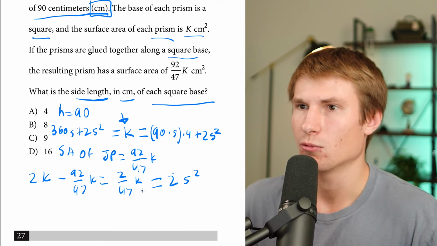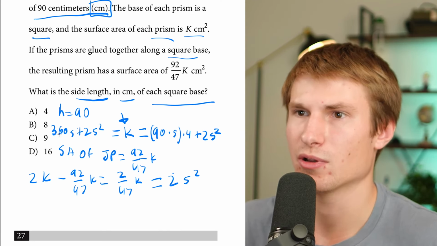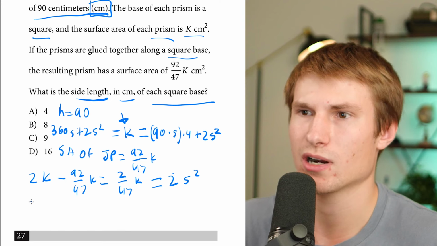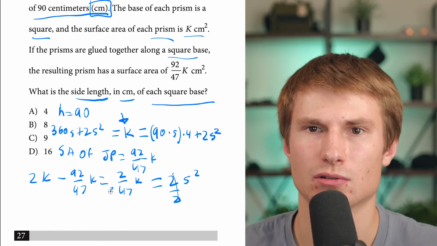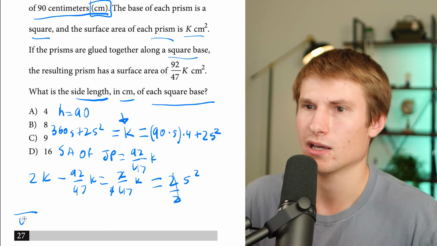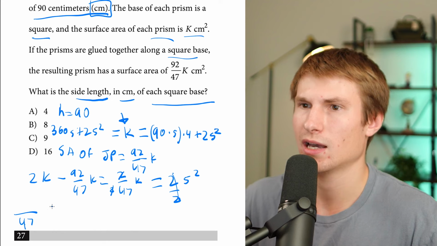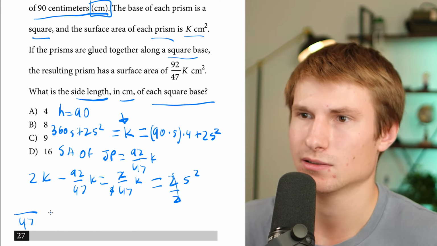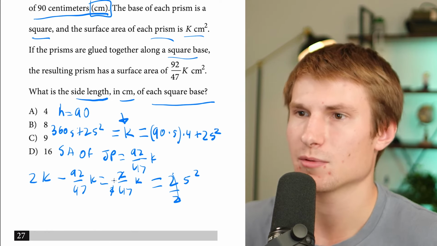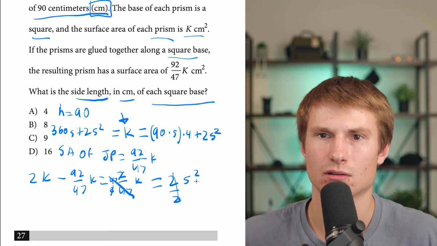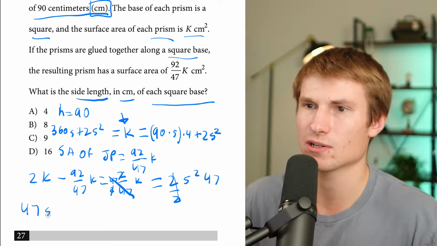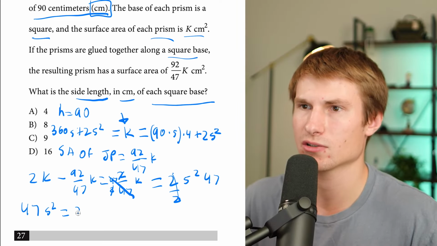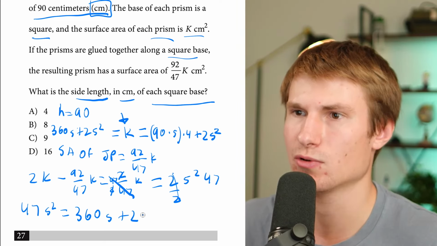From here, we can go ahead and substitute in the value of K because we know that that's 360S plus 2S squared. Actually, let me simplify first. Let's divide both sides by 2. Okay, now those cancel. So now we have K/47. Let me actually isolate K and then I'll do it. So let me multiply both sides by 47. Okay, so now we get 47S squared is equal to K. We know K is also equal to 360S plus 2S squared.